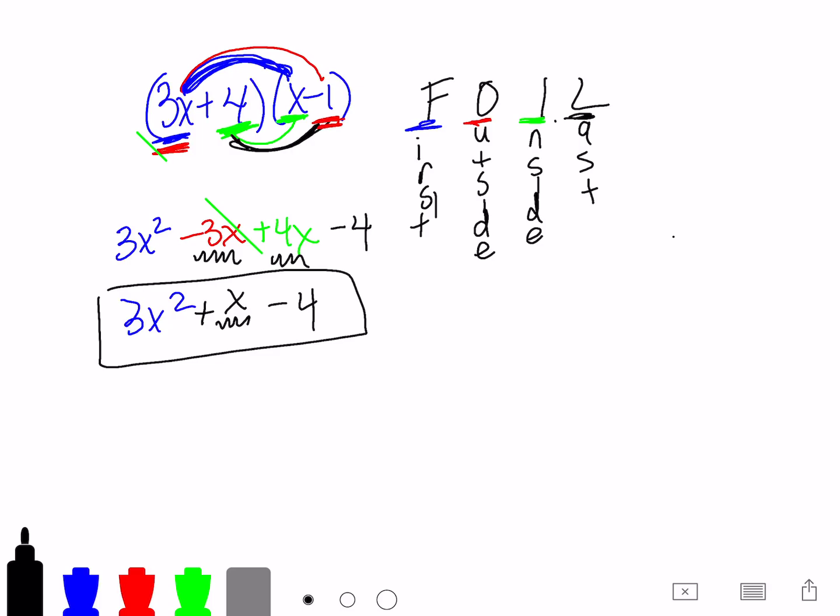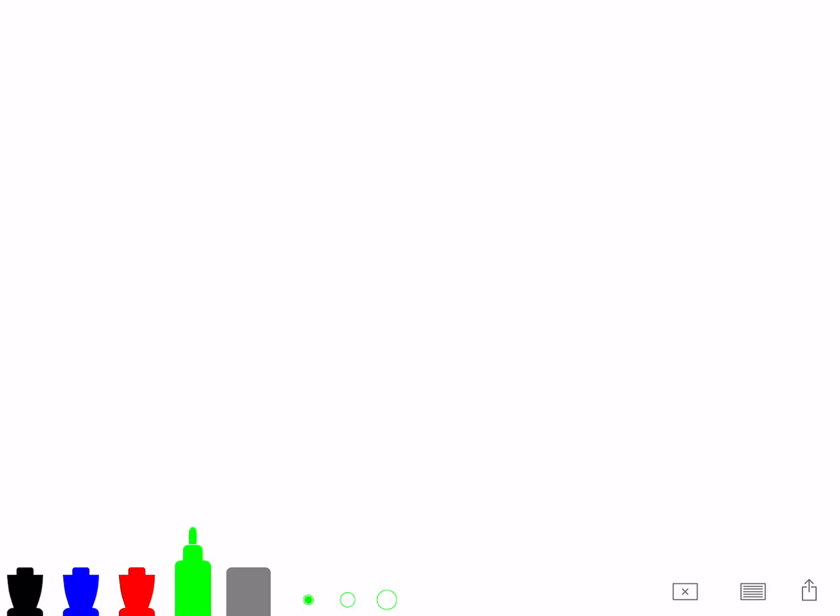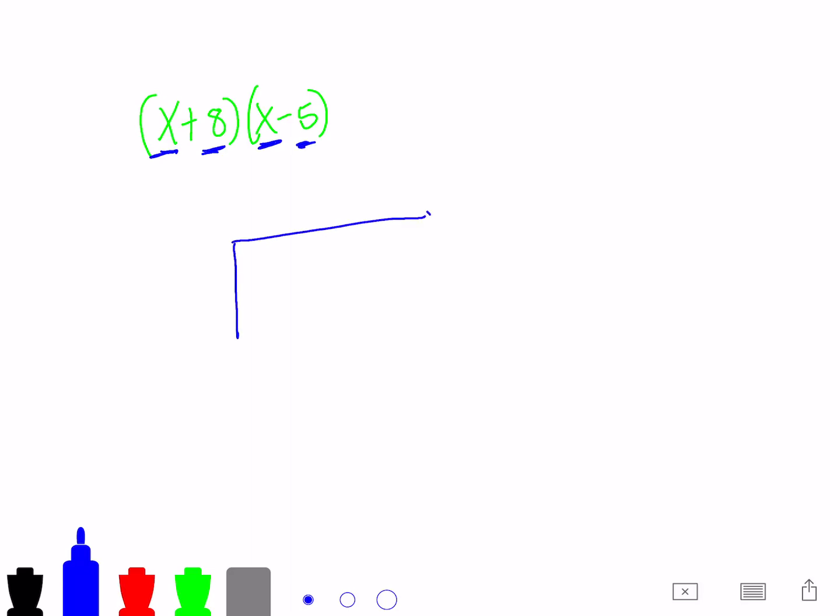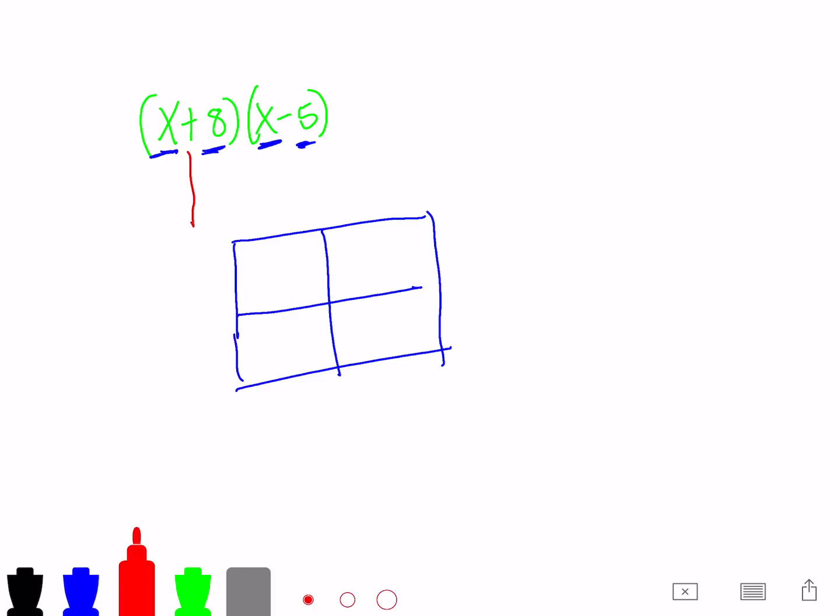Now, just like we did the other day, you can set this up in a box. So if I give you x plus 8 times x minus 5. Notice in this first one, we have 2 terms. In this second one, we also have 2 terms. So I'm going to make 2 rows and 2 columns. Now, it doesn't matter which one goes down the column and which one goes across on the rows. That doesn't matter. So here I can have this go down. So this will be x plus 8. And then this will be going across, so this will be x minus 5.